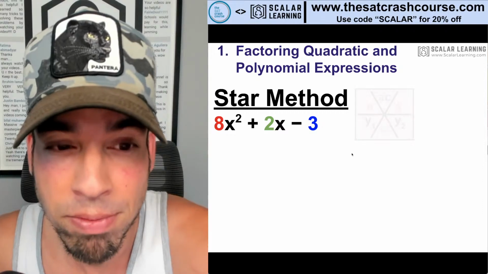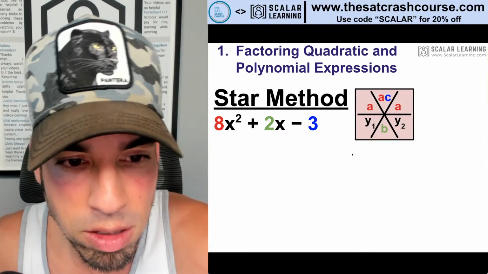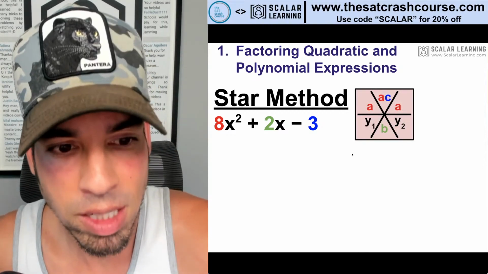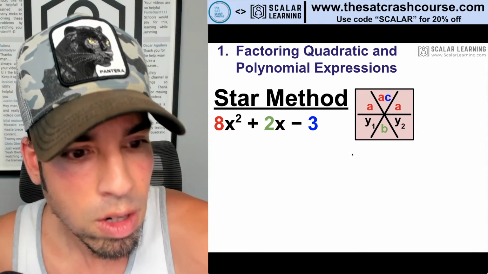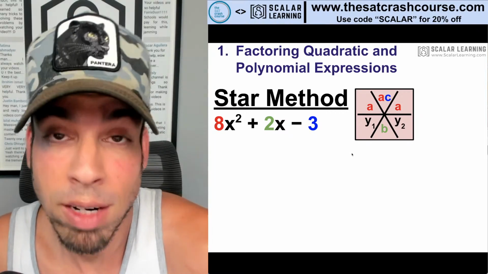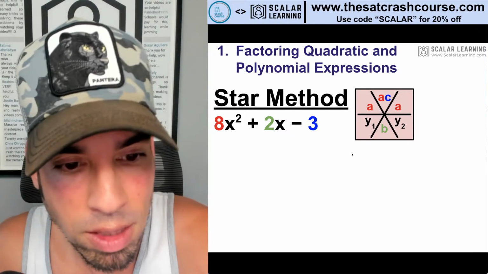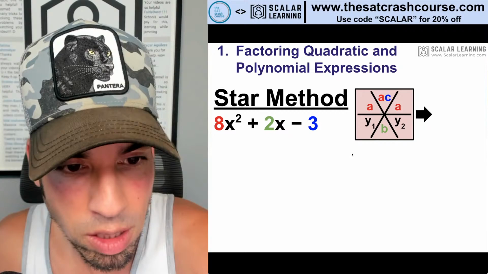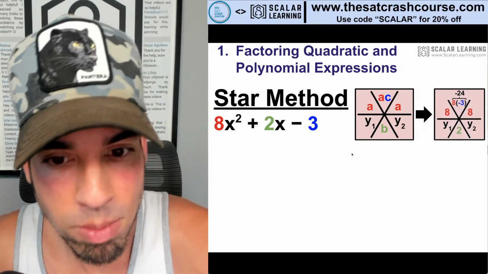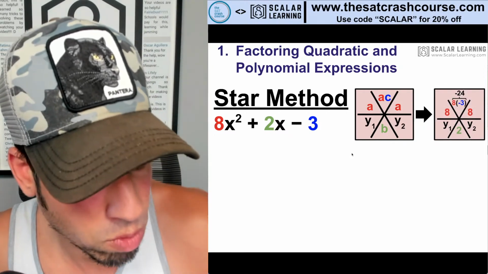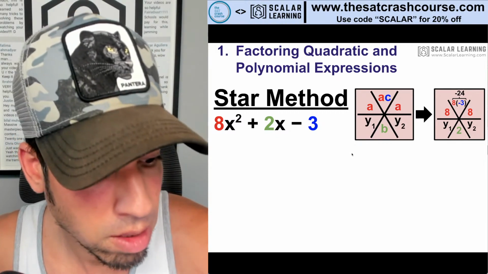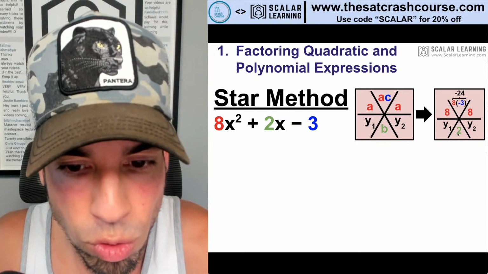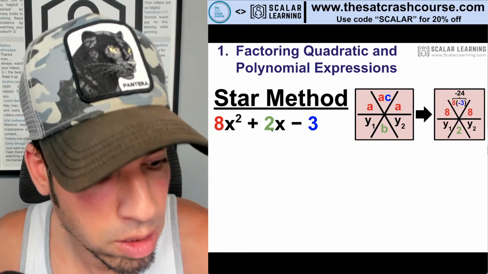So I'm going to show you my favorite method, which is the star method, where you make this little star and you put A times C at the top, A and A to the left and the right. Notice how everything's color-coded. Then Y1 and Y2, which we got to figure out what those are, and then B on the bottom. So what does that look like with this expression? Well, up top, 8 times -3, that's A times C. Left and right is 8 and 8, right? And then on the bottom, we have 2, okay? So that 2 is the B term.